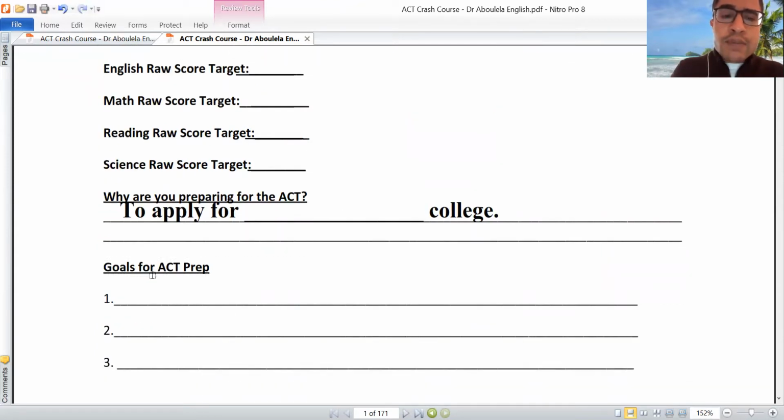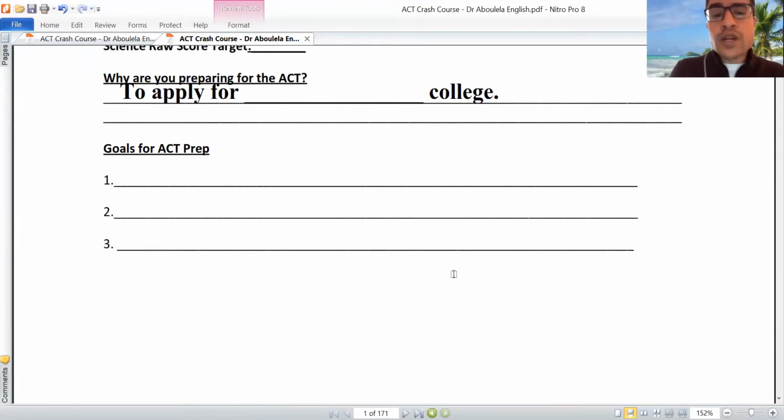Again, think about your goals for the ACT prep. What are the 3 important goals? Pause the video and think about the 3 important goals for why you are preparing for the ACT.